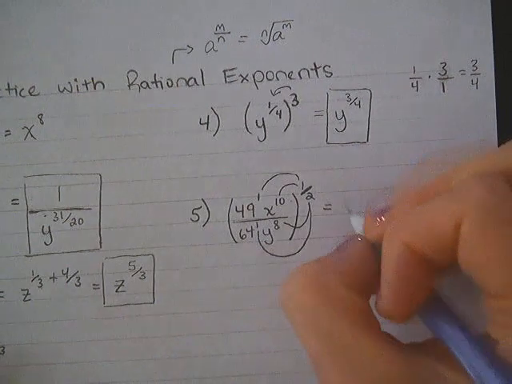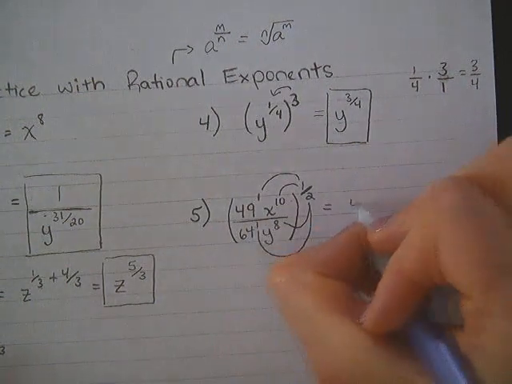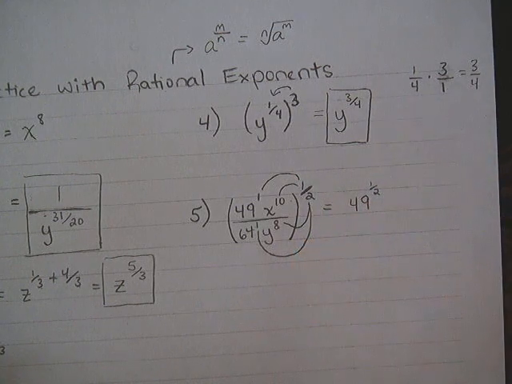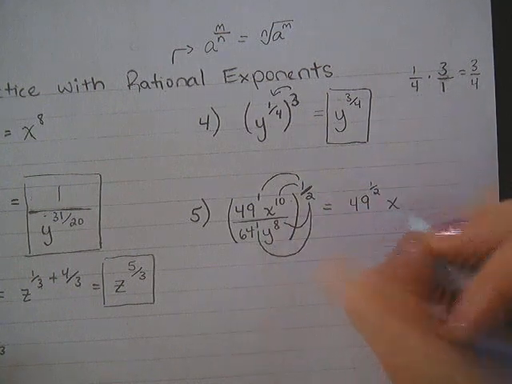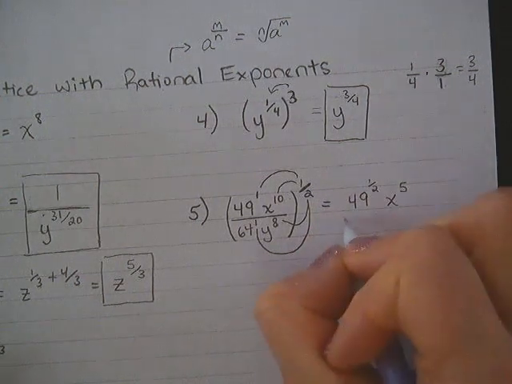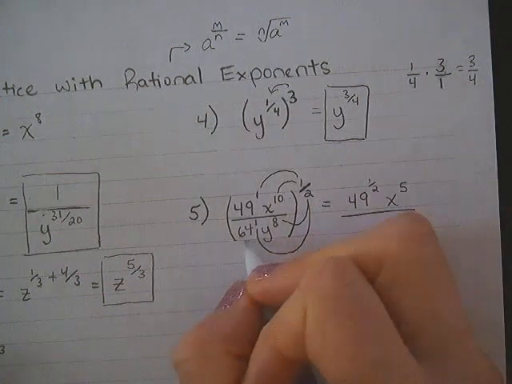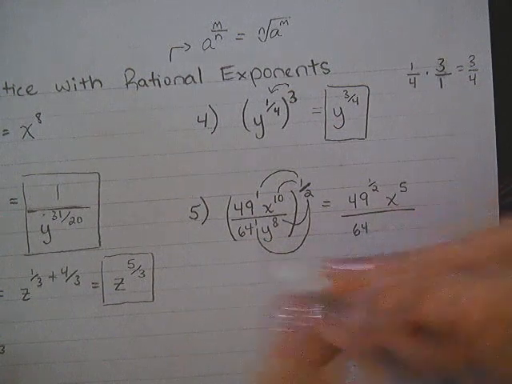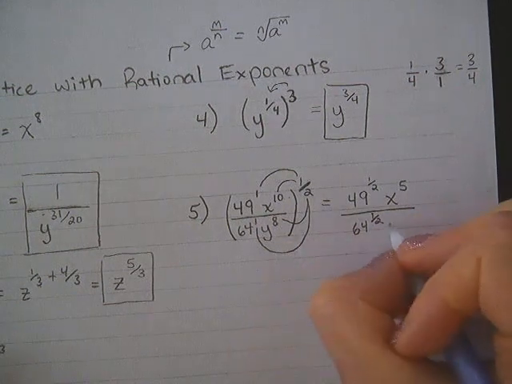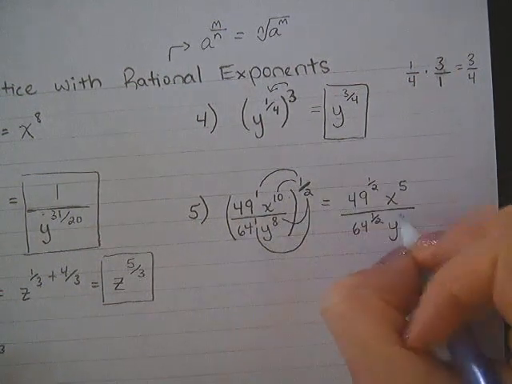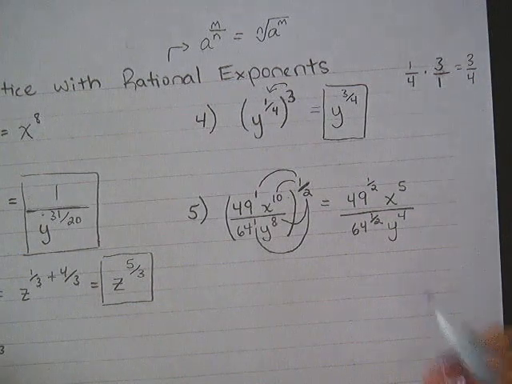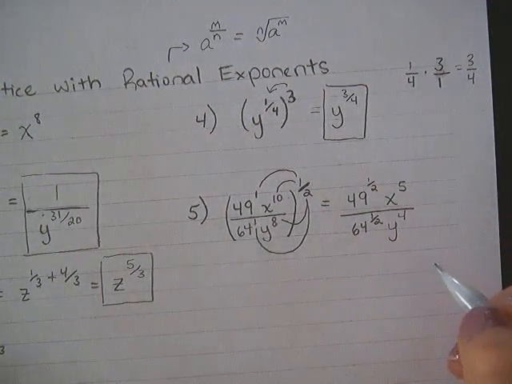All right, so when I do that, I get 49 to the 1 times 1/2 is 1/2, x to the 10 times 1/2 would be 5, over 64 to the 1 times 1/2 would be 1/2, and then y to the 8 times 1/2 is 4. Then from there, we have to see if anything else will simplify.